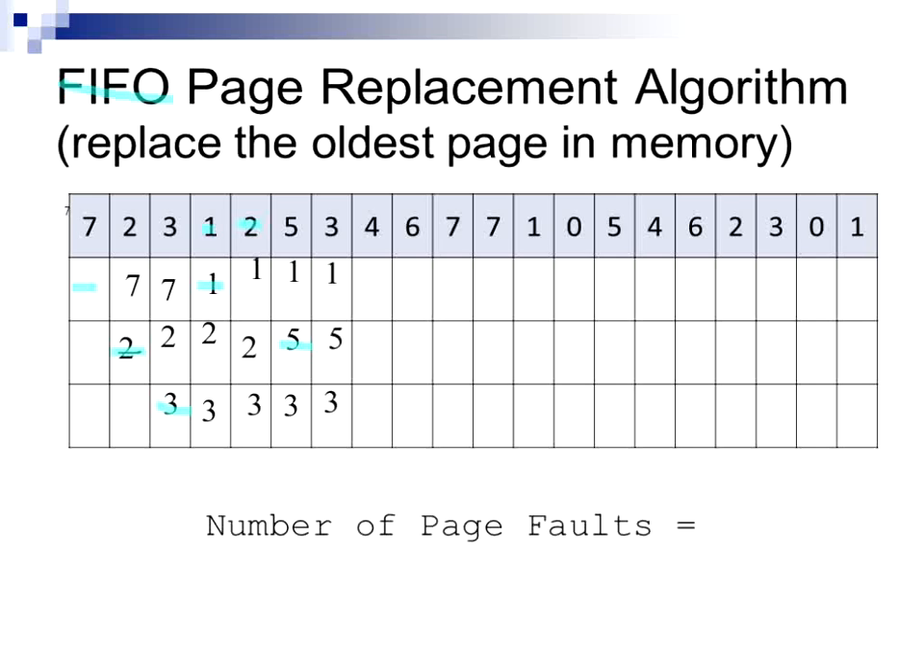Now we replace 3. That's correct, Hala. So 4 is going to be there, 5 is going to stay where it is, and 1 is going to stay where it is. When we get to number 6, page 6, which one gets replaced next? Which one has been in memory the longest?